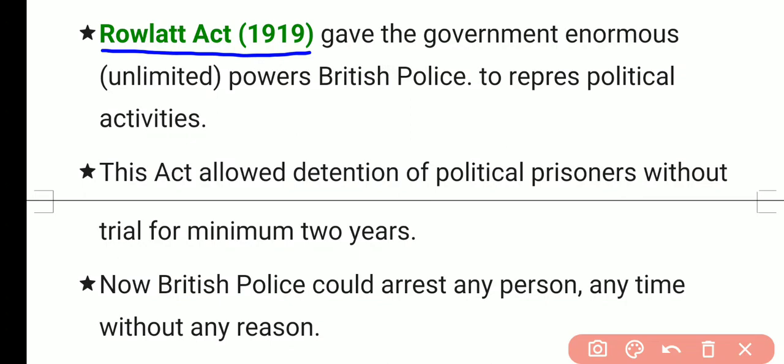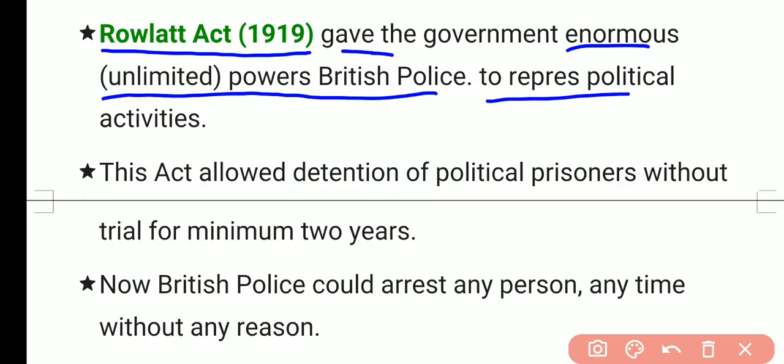एक act को पास करने का डिसीजन लिया, and the result came in the form of the Rowlatt Act 1919. तो अब यहाँ तक क्लियर हो गया कि क्यों पास किया गया. They wanted to control the growth of the nationalist movement in India, उसको कंट्रोल करने के लिए उन्होंने पास किया. लेकिन था क्या ये Rowlatt Act? So the Rowlatt Act 1919 gave enormous powers, meaning unlimited powers, to the British police. किसके लिए दी गई ये पावर? To repress political activities.